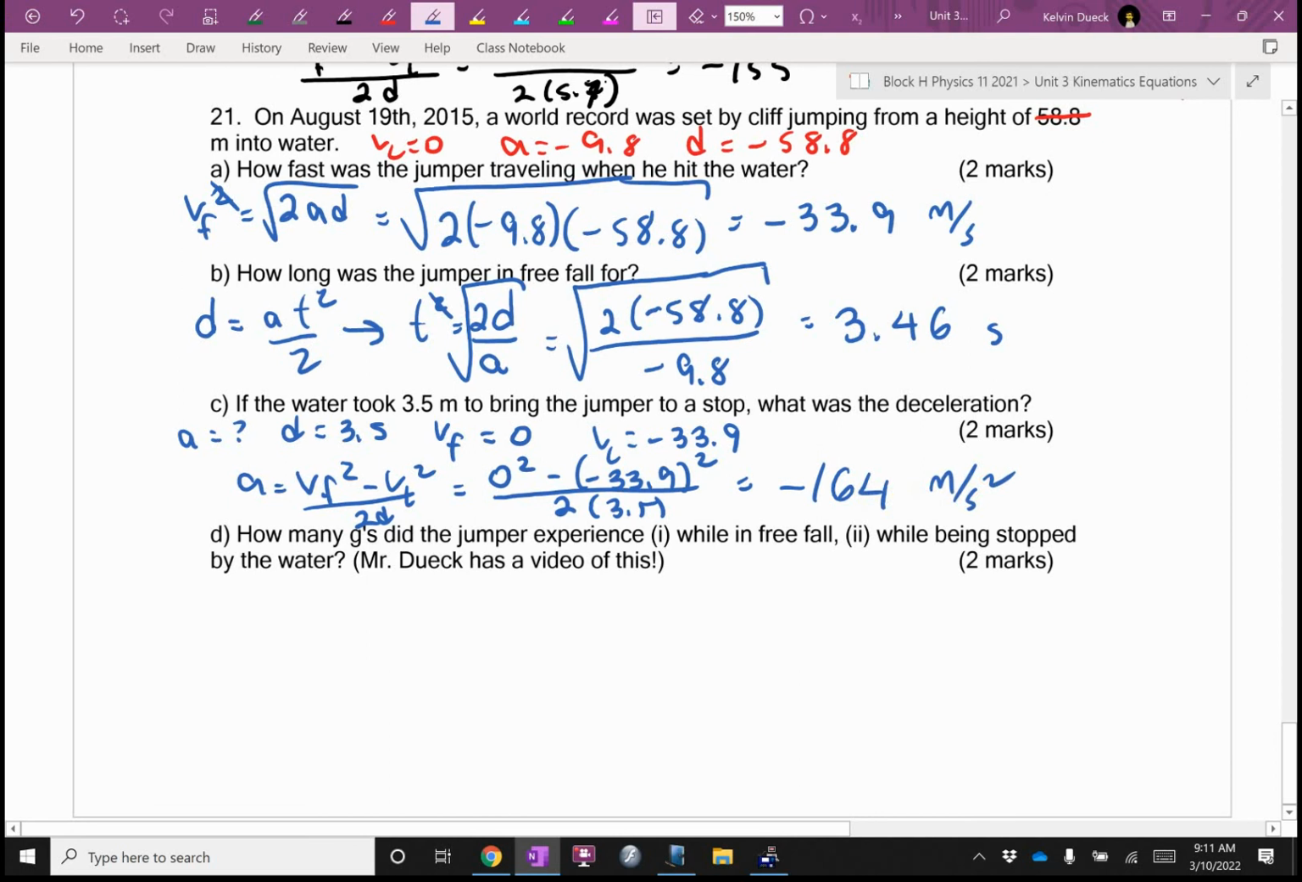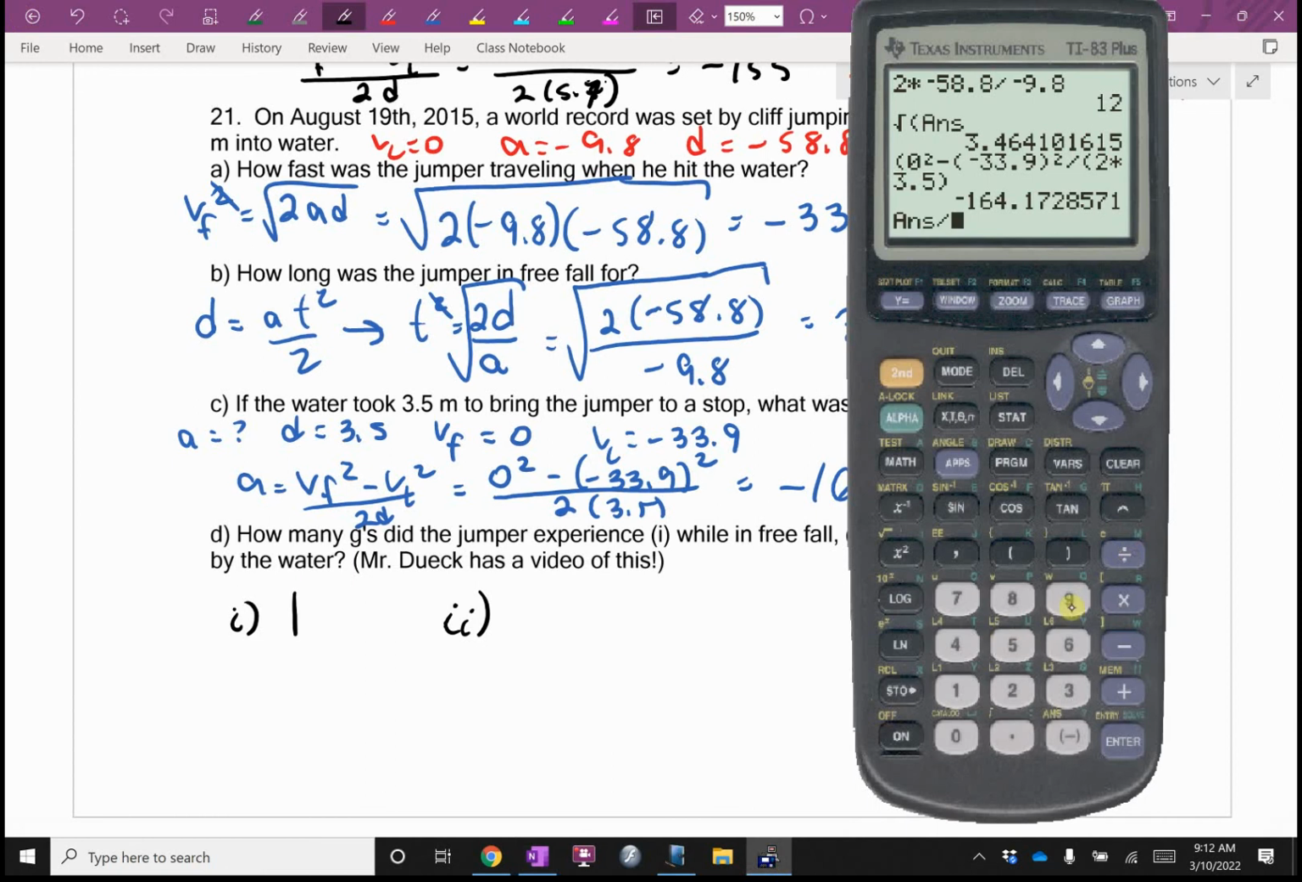Okay. And then D has 2 parts. The first part you could probably do in your head. How many G's did the jumper experience while in free fall? 1. What about when the jumper hit the water? How would I change that negative 164 into G's? What do I do? Divide by 9.8. So, answer button, divide by 9.8. I get negative 16.8.